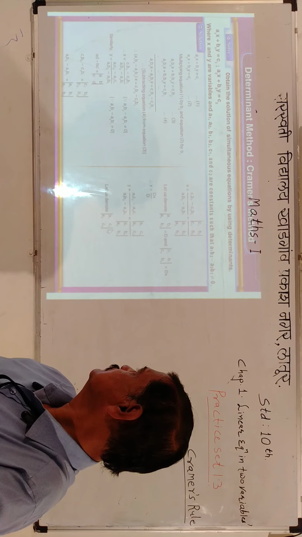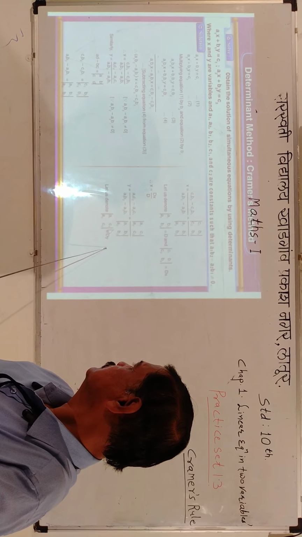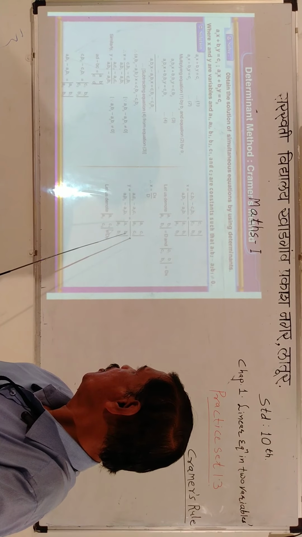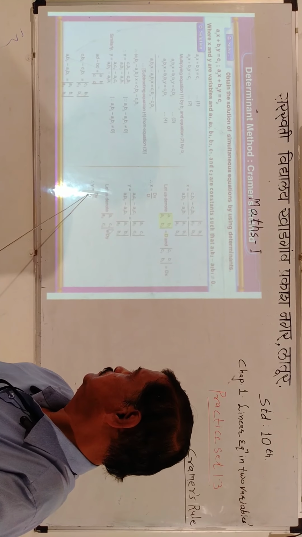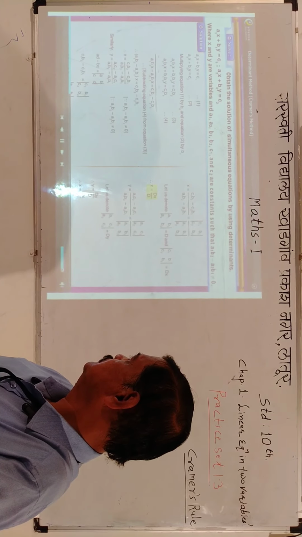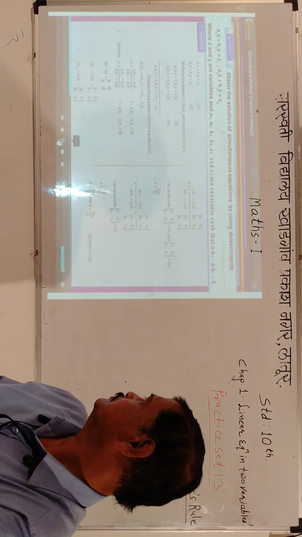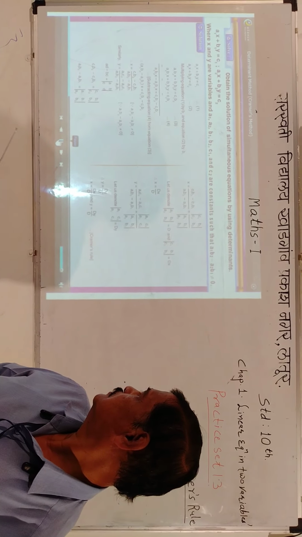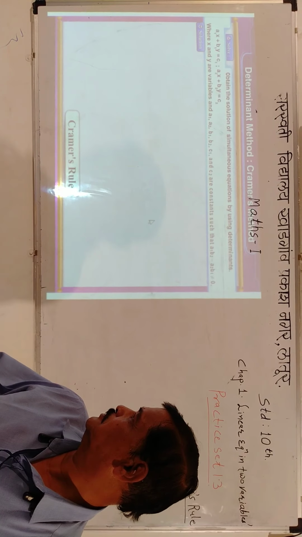Let us denote determinant of A1C1 A2C2 as Dy. We know determinant of A1B1 A2B2 is D. Therefore, y is Dy upon D. Thus, we have got x is Dx upon D and y is Dy upon D. This method of obtaining solution of simultaneous equations by using determinants is called as Cramer's rule.